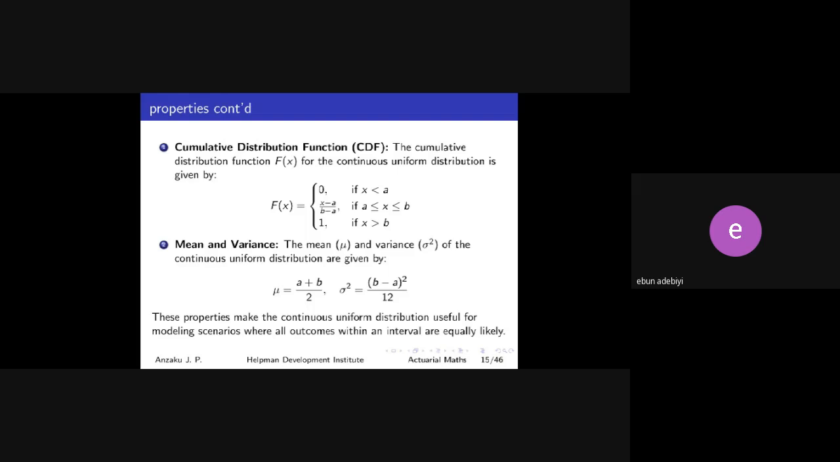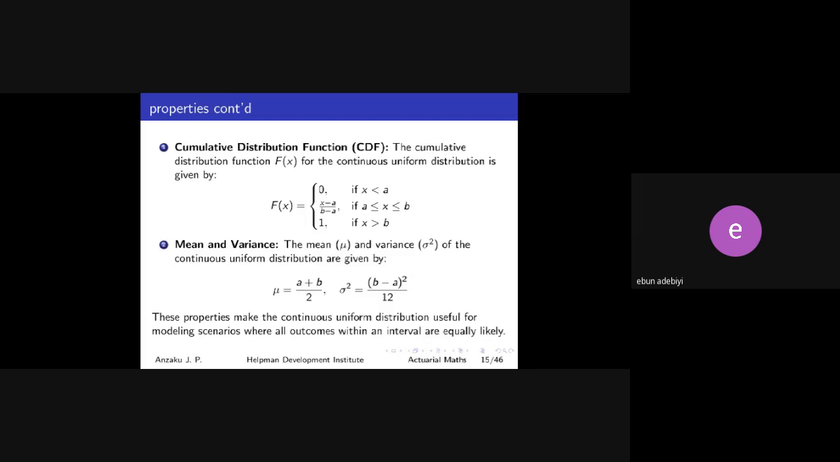Mean and variance. The mean mu and variance sigma squared of the continuous uniform distribution are given by mu equals (a plus b) over 2, and the variance is sigma squared equals (b minus a) squared over 12. Now, there are mathematical and statistical processes that generate this mean and variance. But for the sake of this class, we want to understand the practice and how we can apply them, rather than the intricate mathematical expressions that derive some of these properties.